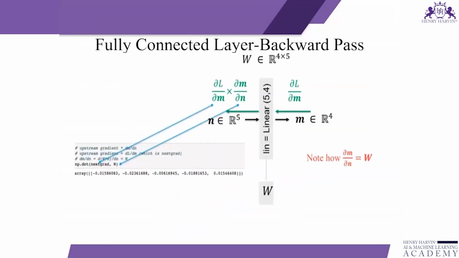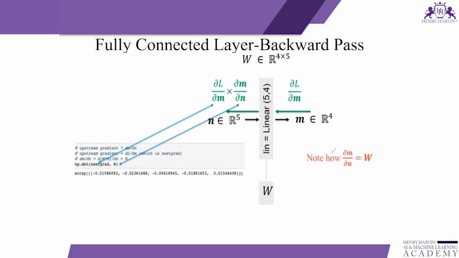Let's have a look at it. We have this dou L by dou M. What we want to compute is dou M by dou N, and I'm claiming that this dou M by dou N is equal to W. Let us see if it is true.